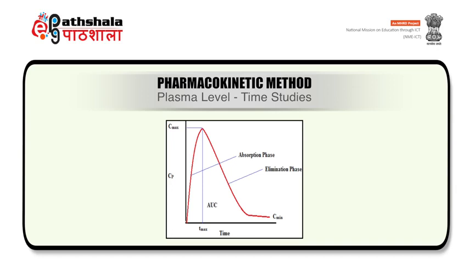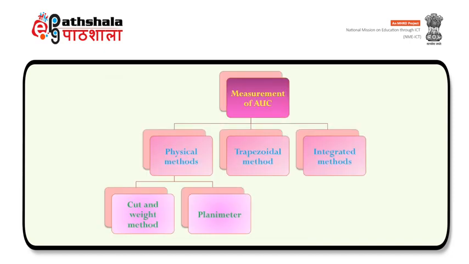AUC is directly proportional to the dose, but this is not true in every case. When AUC is not proportional to the dose of the drug, then determination of bioavailability is difficult. There are a number of ways by which AUC can be measured. The first method is known as the physical method.